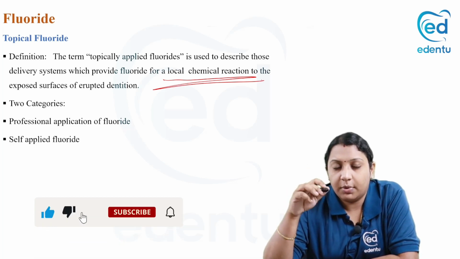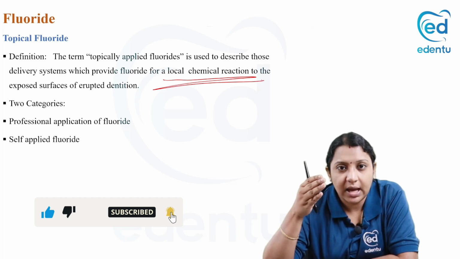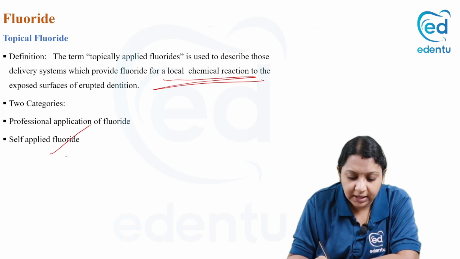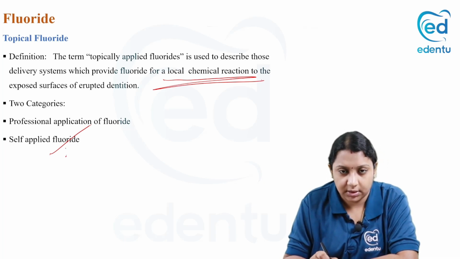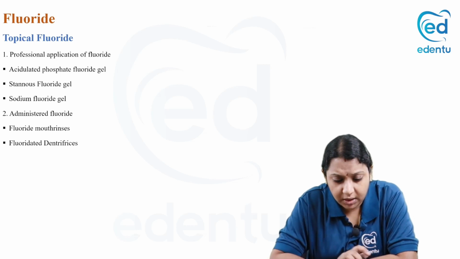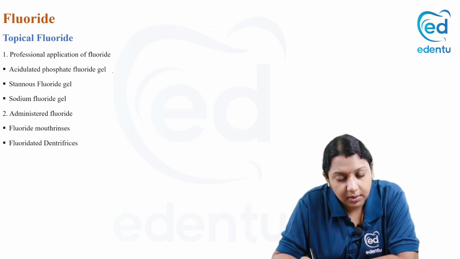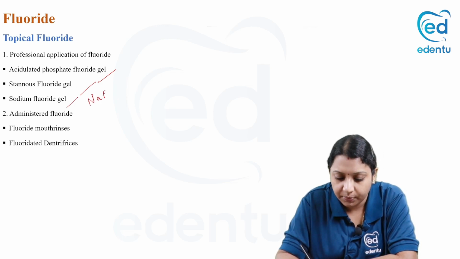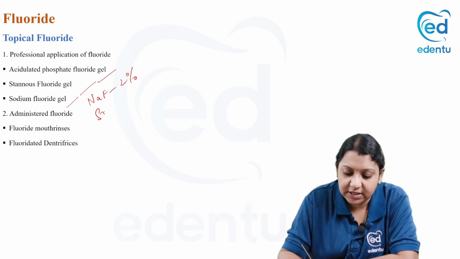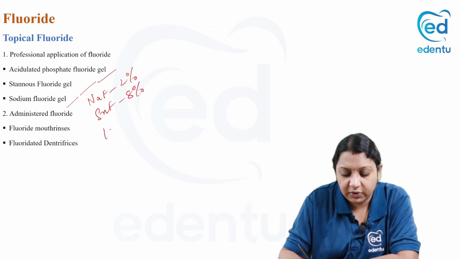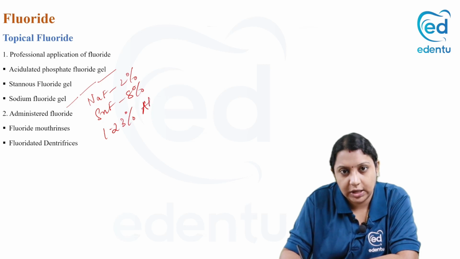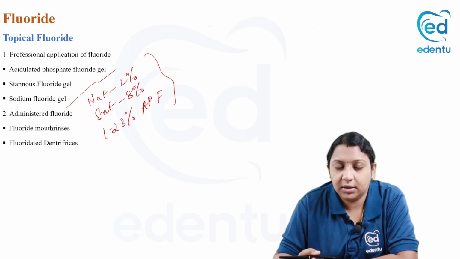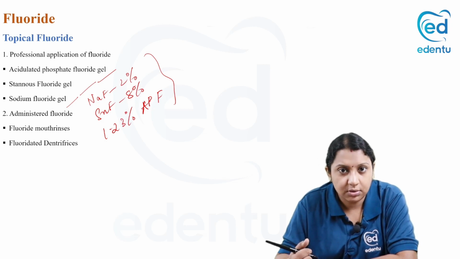So this can be brought about by two methods. One is the professionally applied technique, and the other is self-applied fluoride. Self-applied can be in the form of toothpaste, etc. So the professional application can be the APF, stannous fluoride, and sodium fluoride, that is NaF 2%. Then we have stannous fluoride 8%, and we have 1.23% acidulated phosphate fluoride, APF. Then we have administered fluoride in forms like mouth rinses and also dentifrices.